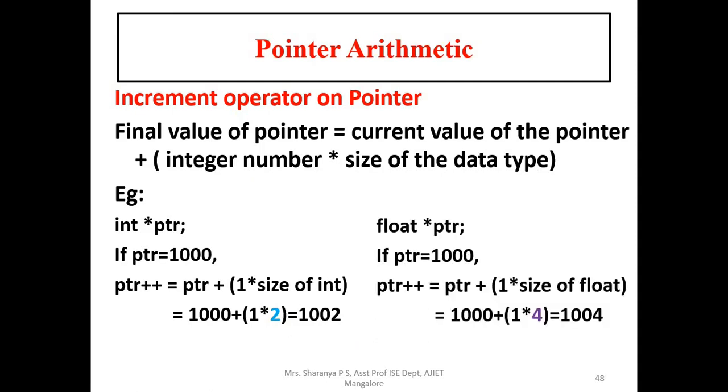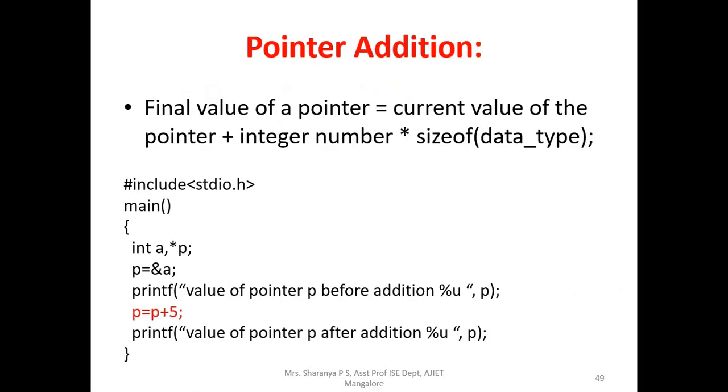We take one more example. We have defined a float pointer, and if the pointer value is 1000, here one major change is the size of float is 4. It will get reflected in the final computation of the pointer value. We can perform pointer addition with the same formula we discussed.